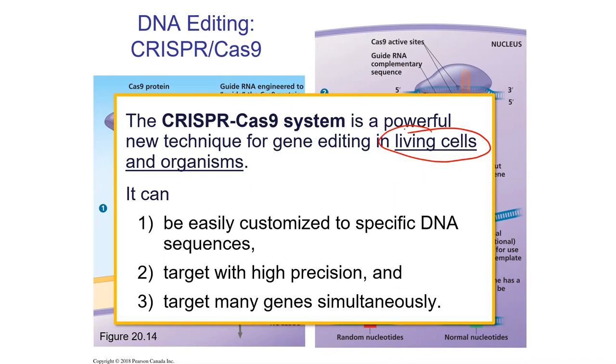So all those other techniques I was telling you about before were all things that are done in test tubes. And then you have to spend time getting back in organisms, and it's super easy to get DNA into E. coli. But if you want to do something to a plant or a mouse or something like that, it's really laborious. Whereas CRISPR-Cas9 can be done in living cells. And apparently it is quite easy and very highly precise.